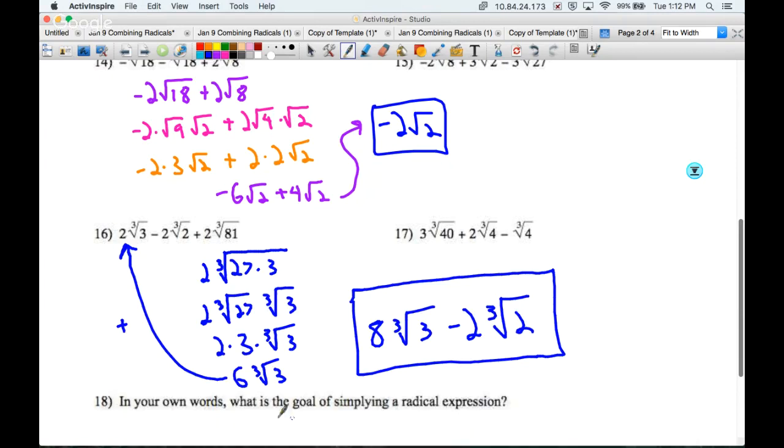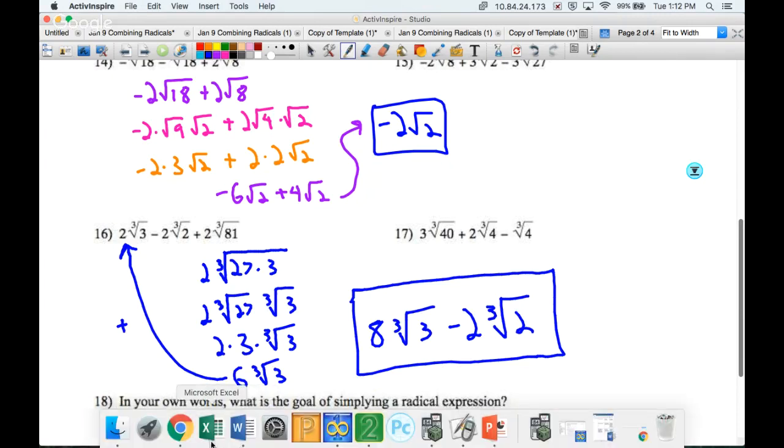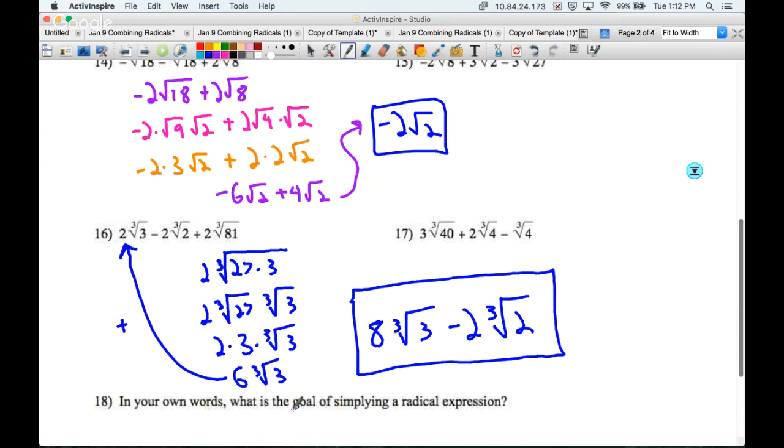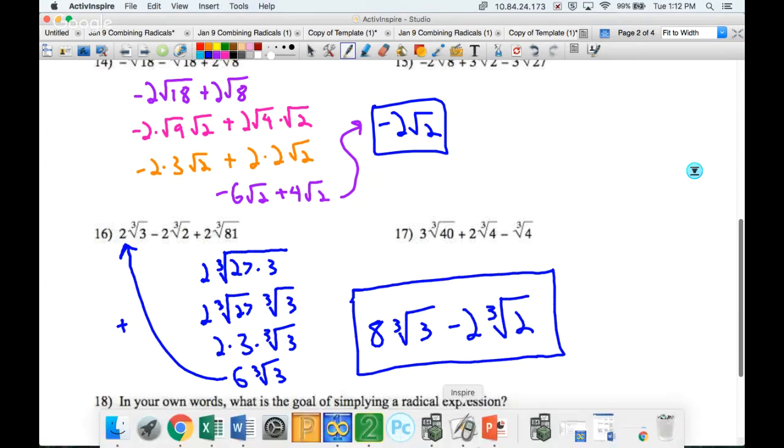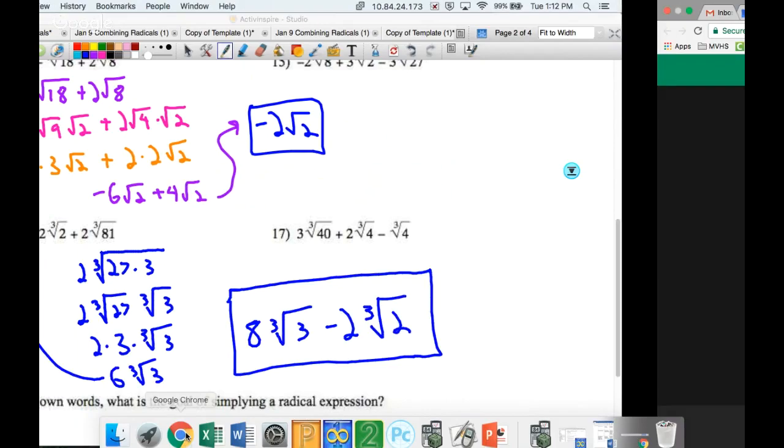For 18, I'm asking for this to be in your own words. I gave you a pretty succinct definition, but now I want you to change it into your own words. Check out the PowerPoint if you want that definition again. I think this will be good for this homework. Hopefully this helps you. I'll talk to you.